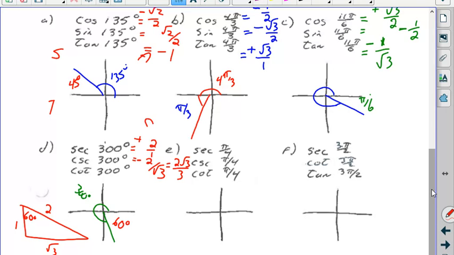We perform the same thing for that. I'm going to skip E. I want to get over here to F. 3 pi over 2. That's down here.